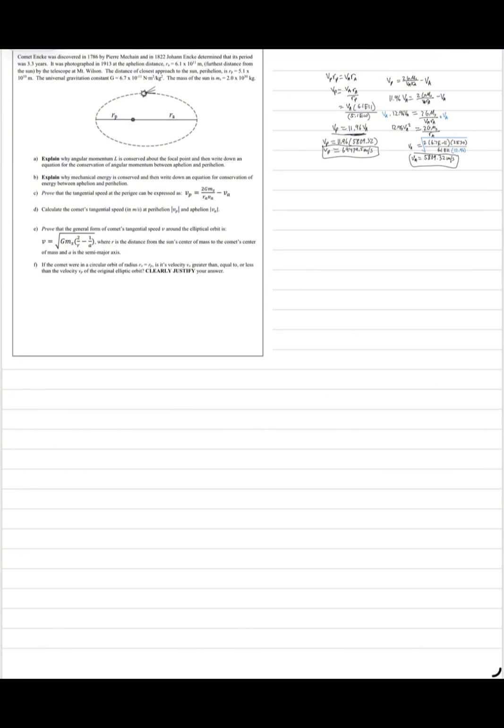For part E, I can set up E total, or mechanical energy, equal to K plus U. I can expand K into 1/2 m v squared and U to be negative G M m over R. Because it's an ellipse, the total energy would be negative G M m over 2A. The mass of the comet cancels out.